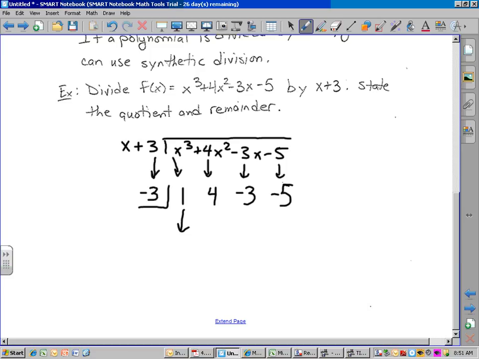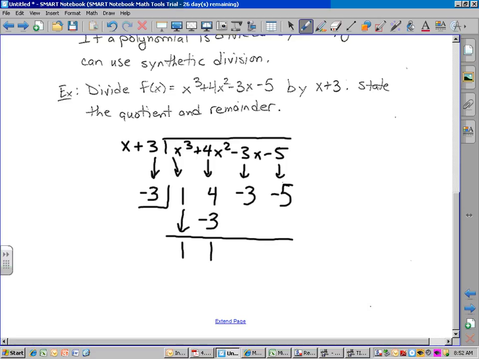Now, here's how synthetic division works. Put a little arrow and a bar. We're going to bring down the first number, 1. And then we're going to take that number times whatever's in the half box. So negative 3 times 1, and place it underneath the next number. Negative 3 times 1 is negative 3. And then we add vertically. So 4 plus negative 3 is 1.